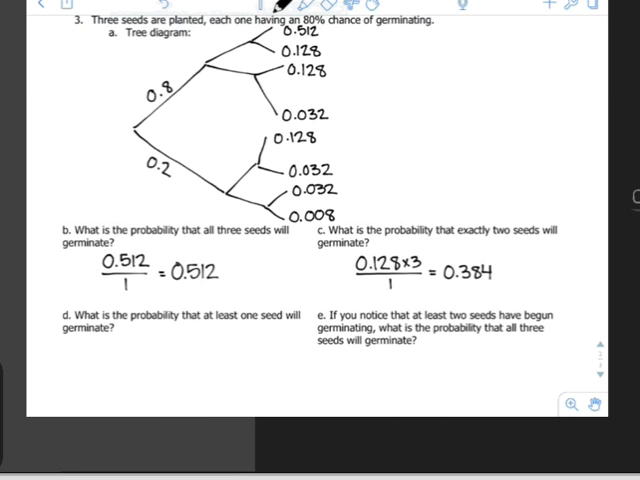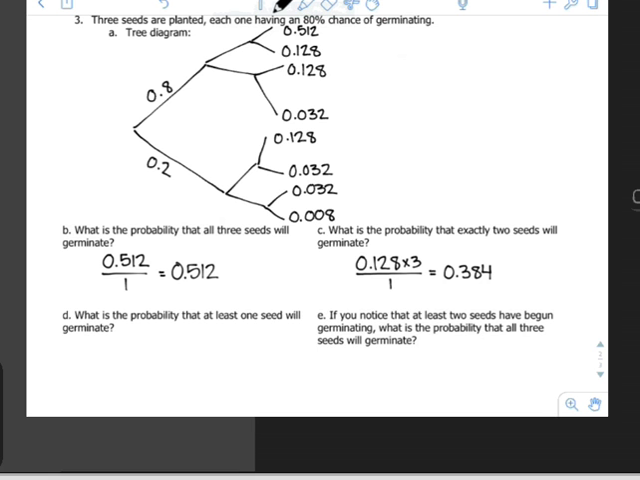Okay. Now let's go to E as an element, because that's the first one where it's truly a conditional probability. As soon as they say given, you notice, now they didn't say the word given, but it's kind of like that. Given you notice that at least 2 seeds have begun germinating, obviously that means at least 2 already germinated. That is a given. That changes the bottom. It's not out of 1 anymore.